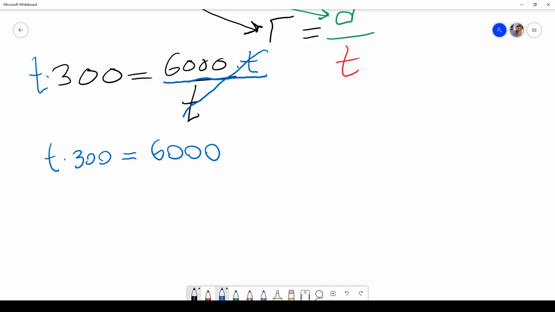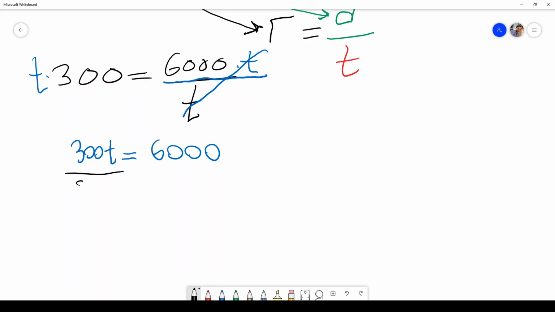That might look weird to you. T times 300. Can I write that the other way? Does it matter which side the t is on? What if I just rewrite that? Maybe you're more comfortable with 300t. It doesn't matter. It's the same thing. Can I solve that now? Yeah. That's easy.